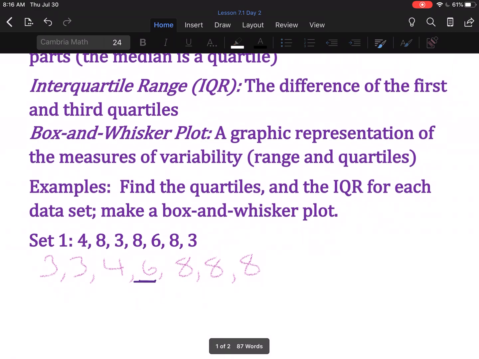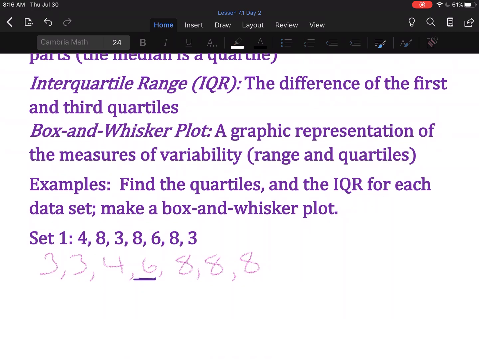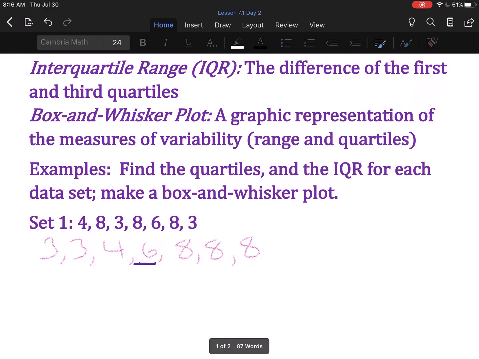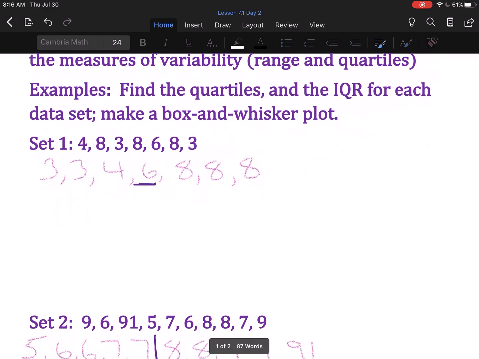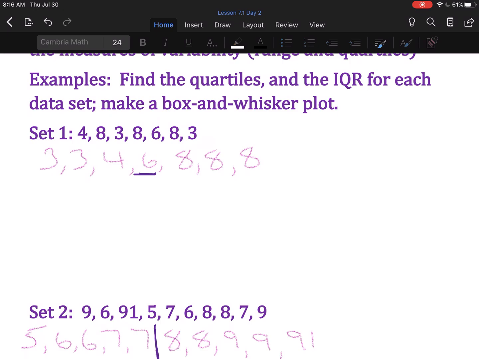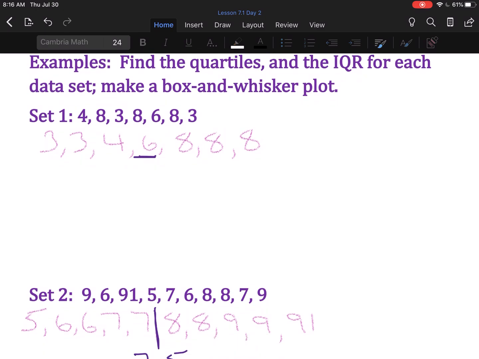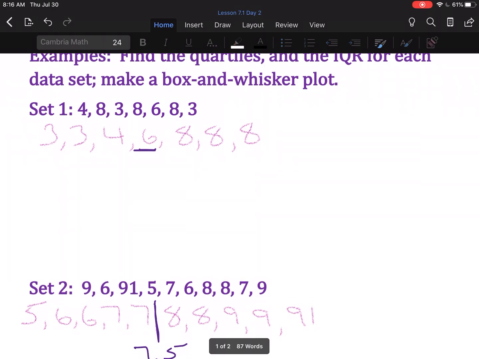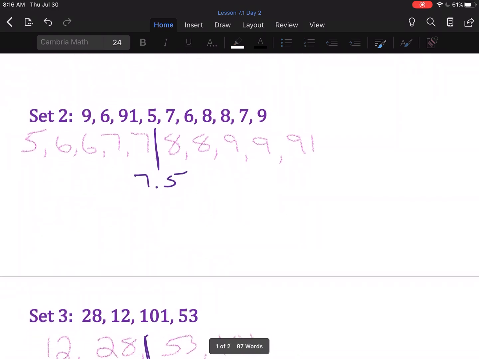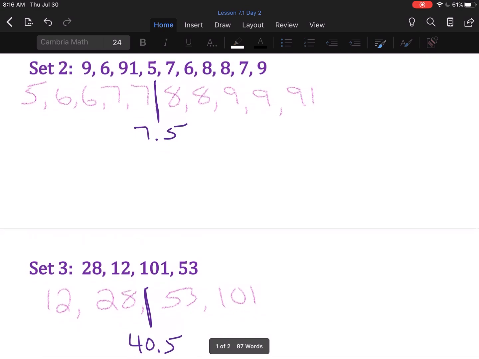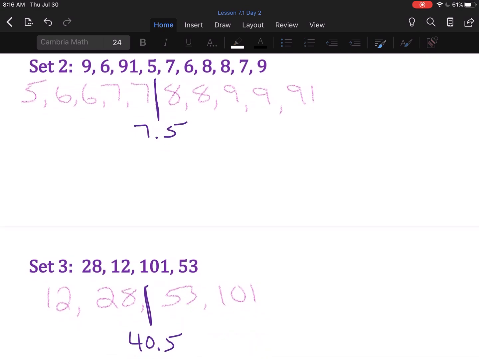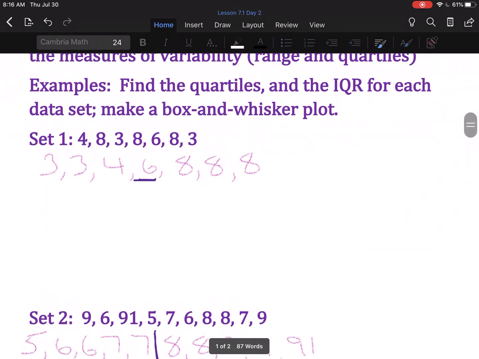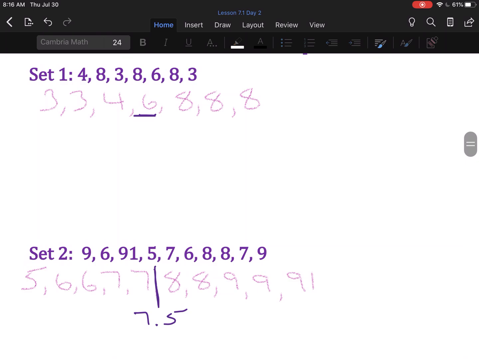So we're going to find the quartiles and the interquartile range for each set and make a Box-and-Whisker plot. And these are the same sets we used yesterday. So I've already put them in order, and in the first set, I've underlined the median because 6, the median, was in the set. And in set 2 and set 3, I've marked it with a line down through because the medians were 7.5 and 40.5, which are in between numbers in the set. So that's why some work looks like it's already done here.